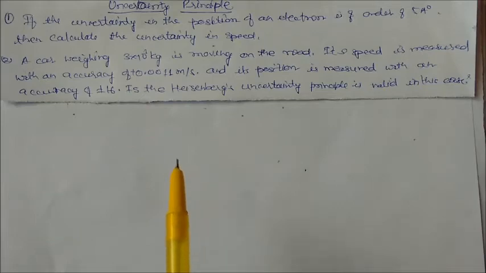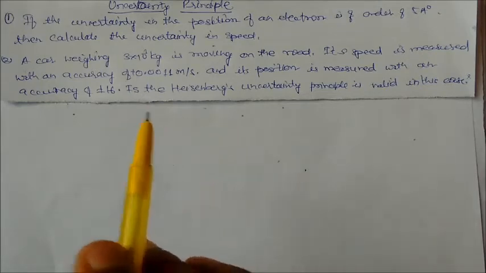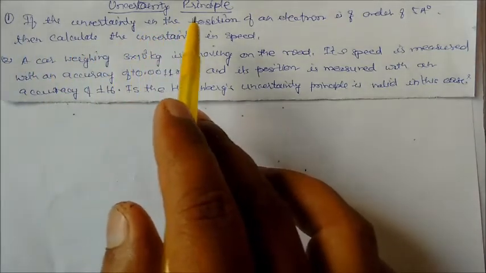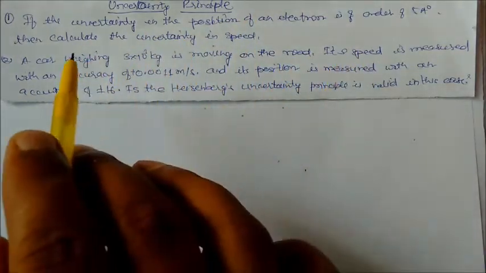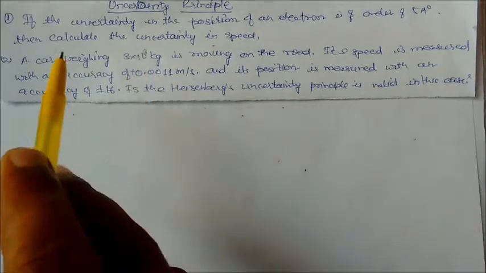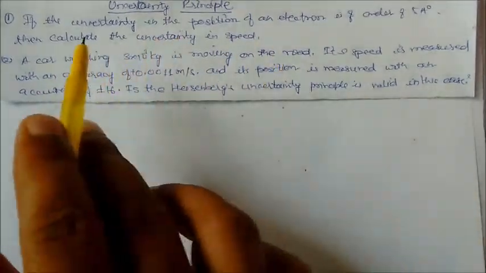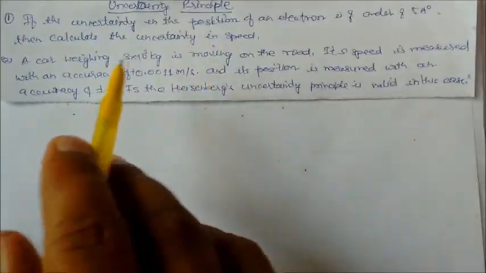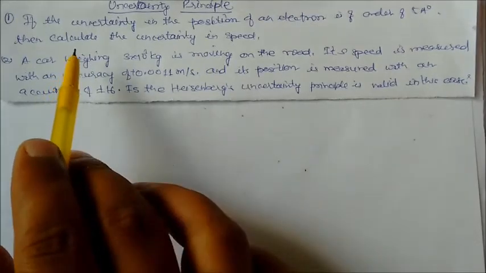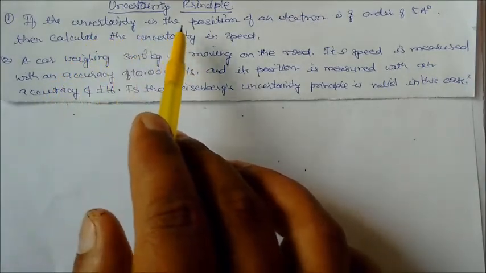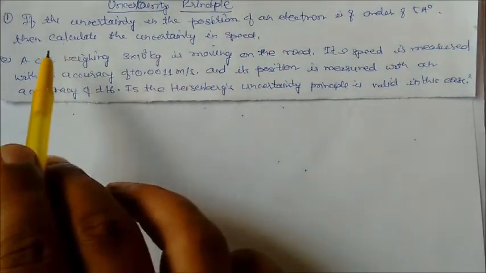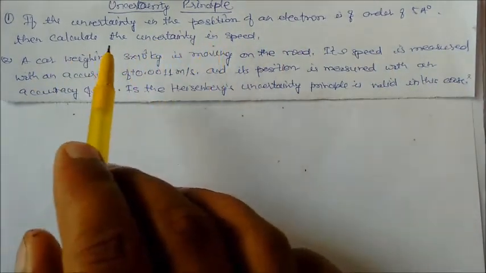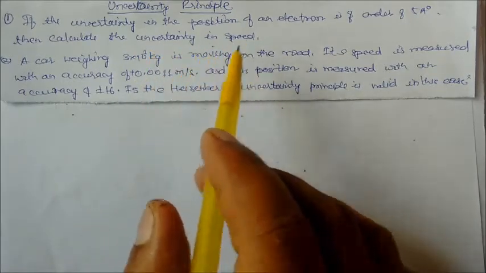Welcome to today's problem solving section on the uncertainty principle. In this section we will solve some problems and learn the principles and procedures of the uncertainty principle, and how to solve these problems. So let us see. If the uncertainty in the position of an electron is of the order of 5 angstrom, calculate the uncertainty in speed. So we have to find the uncertainty in speed, that is delta v.